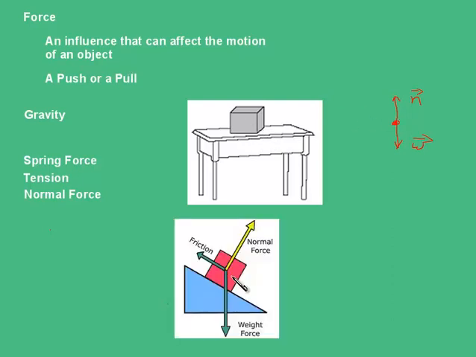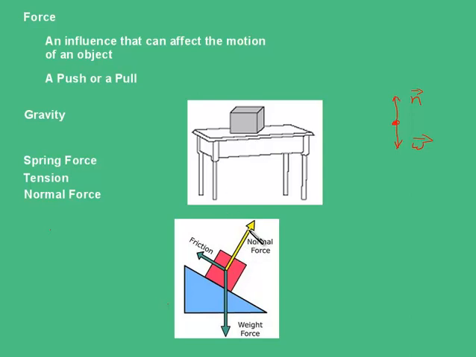For example, here we see a box on a ramp, and the ramp is exerting a force on this box. What we can say that is true always for the normal force is that this force is always at 90 degrees. It is always perpendicular to the surface that is exerting the force. So notice here, the normal force is perpendicular to the table.